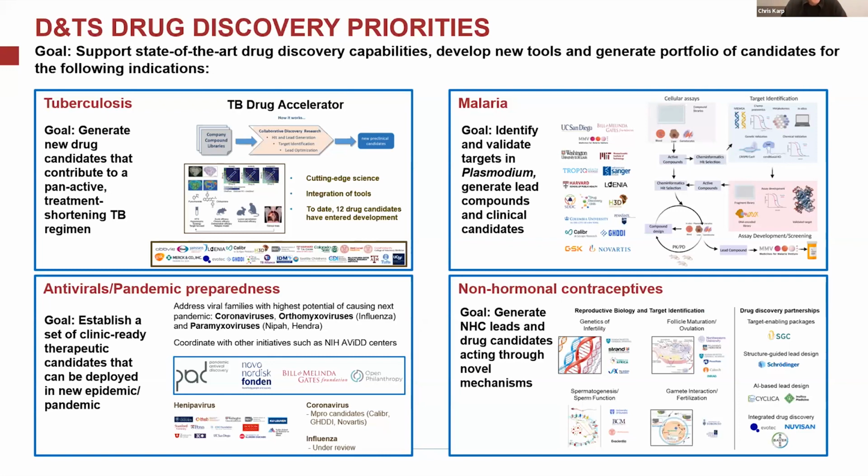So in the drug discovery group, there are four main initiatives. There's some minor things as well, but this is where the bulk of the effort is: TB, malaria, antivirals, and non-hormonal contraceptives. The TB Drug Accelerator is the most mature program. It's been going on now for about 14 years. 14 years ago, the TB drug pipeline was essentially bare. And this has been an incredibly successful program. So this is a groundbreaking collaboration between 6 pharma companies, a couple of biotechs, 16 academic institutions, and a product development partner to facilitate early TB drug discovery.